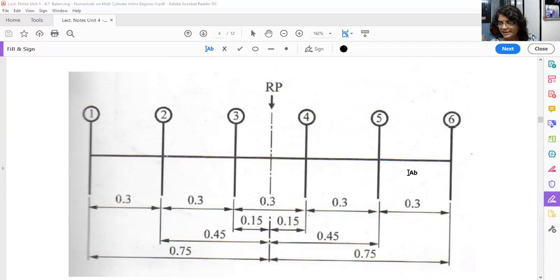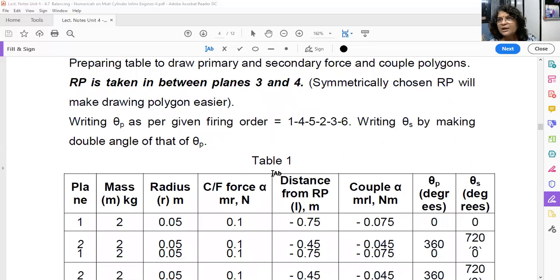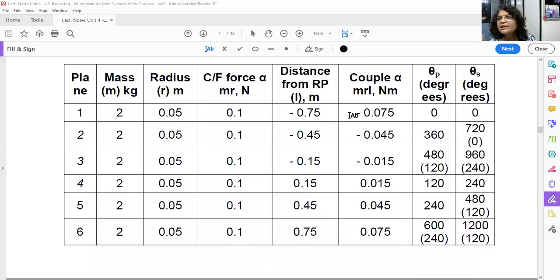Similarly for the right hand side, 0.15 is for cylinder number 4, for cylinder number 5 it is 0.45, cylinder number 6 is 0.75. But the cylinders which are falling on the left hand side, we treat as a negative couple, because if these are giving an anti-clockwise couple, those will be providing a clockwise couple. So the cylinders or couples which are falling on the left hand side, we will give a negative sign. So minus 0.75, minus, minus. Then for right hand side cylinders, that is positive.